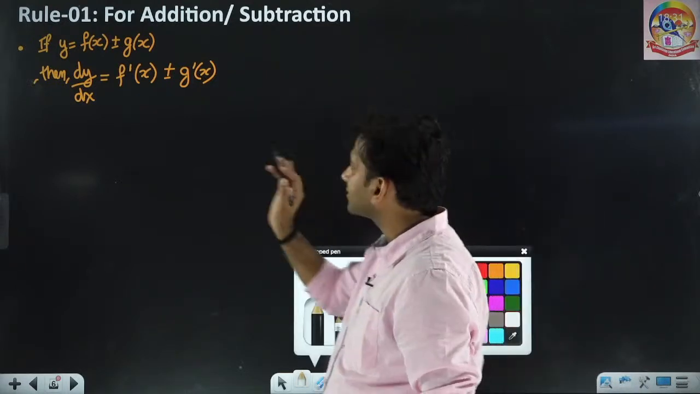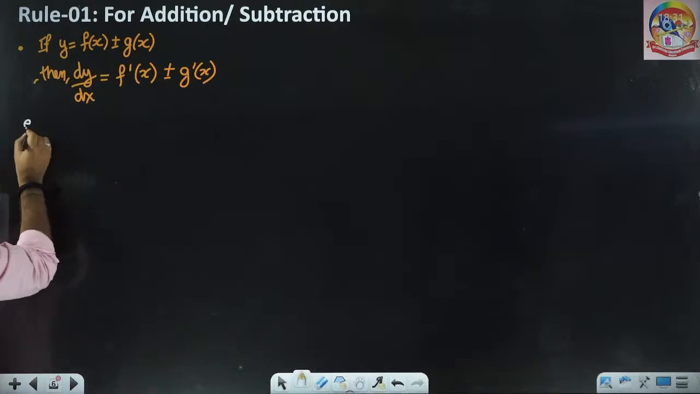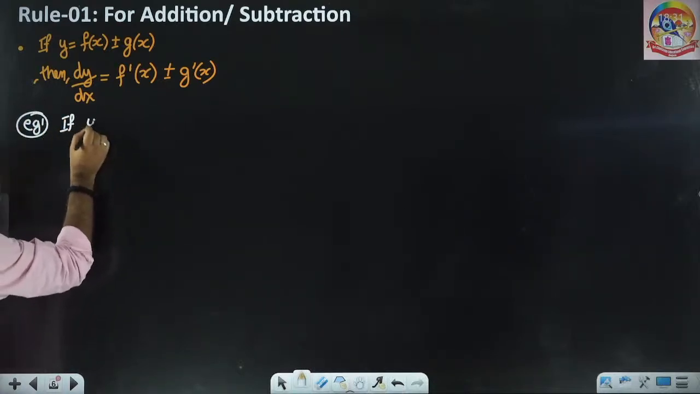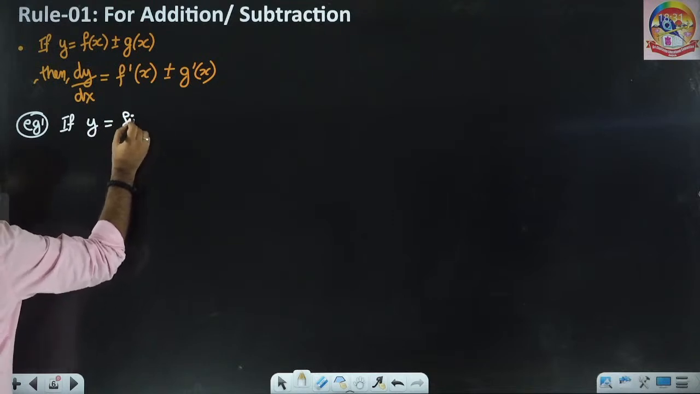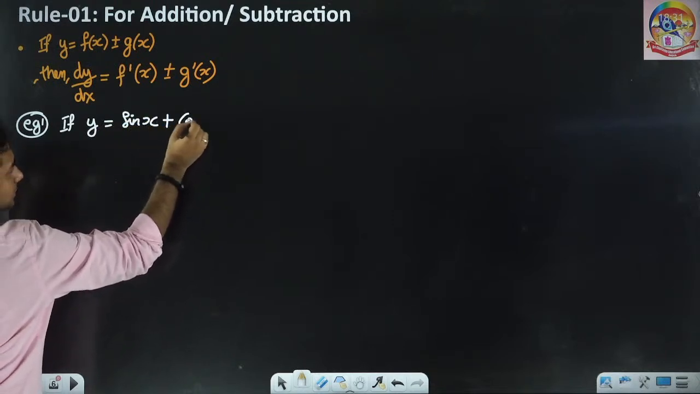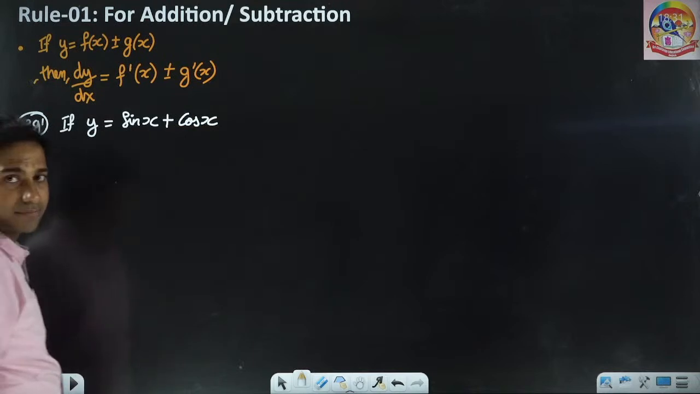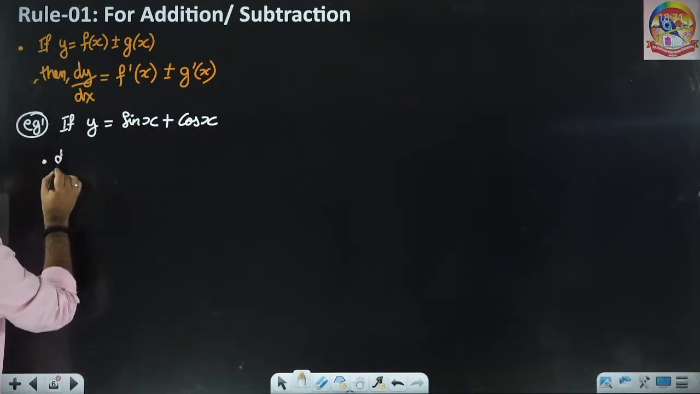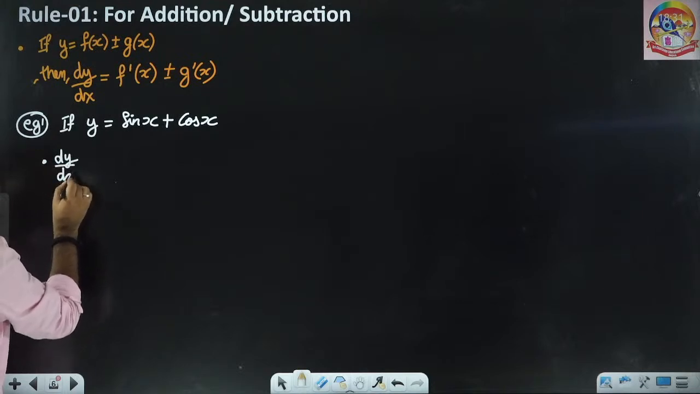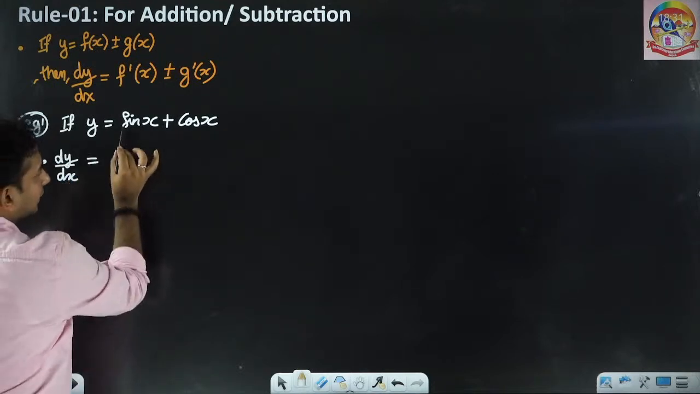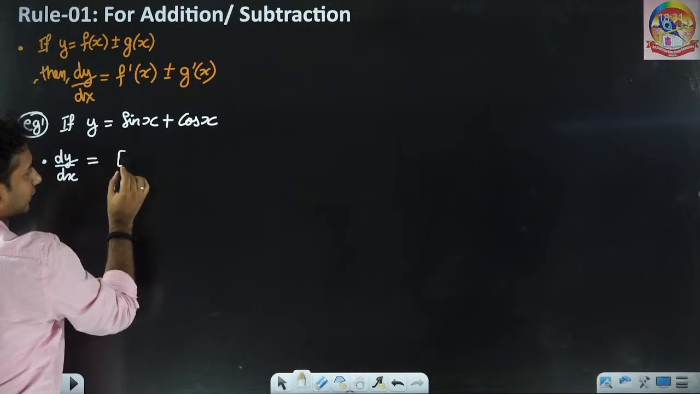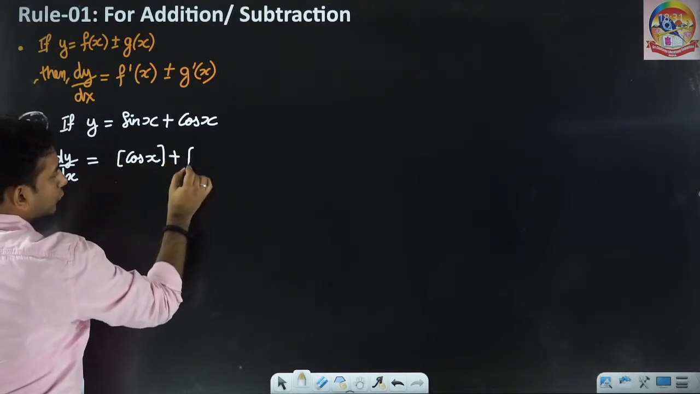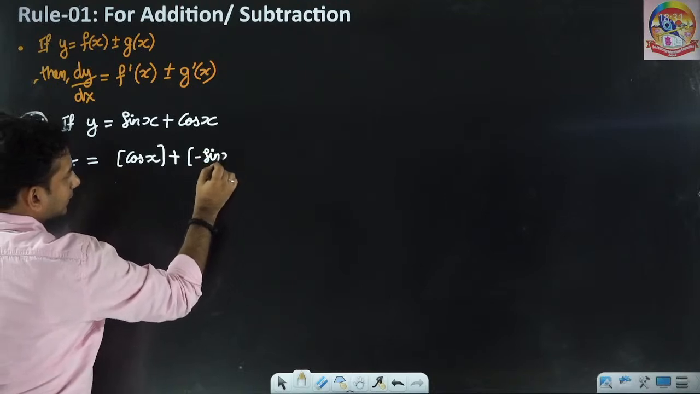I'll give you a very simple example for that. Example number 1. Suppose y is equal to sin x plus cos x. First example, but I will give you multiple steps in that. If I am asking you dy by dx, you will say differentiation of sin x. What is the derivative of sin x? Cos x. Plus, what is the derivative of cos x? That is minus sin x.